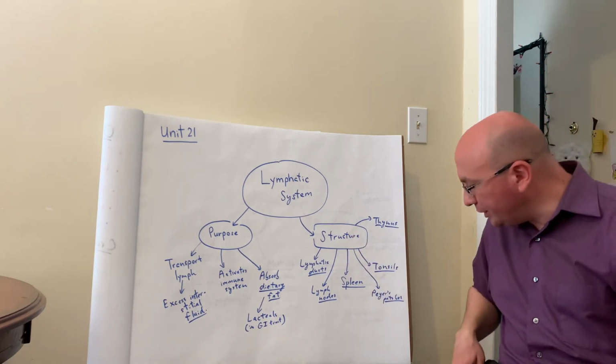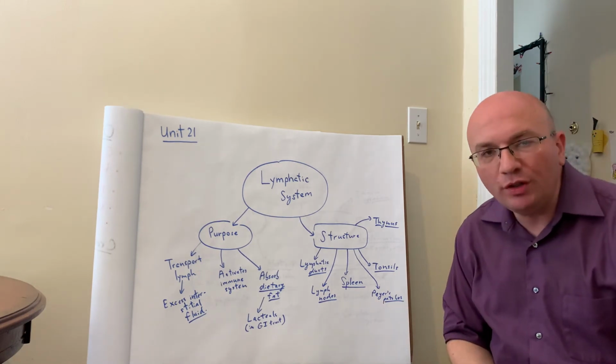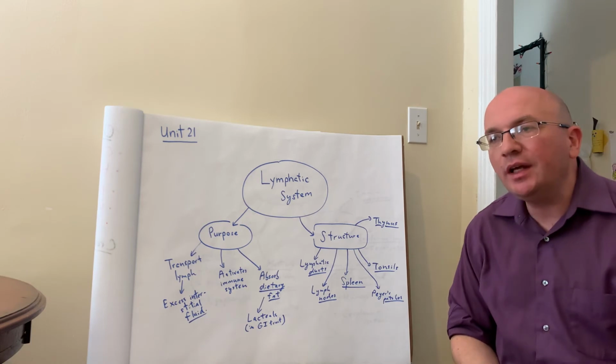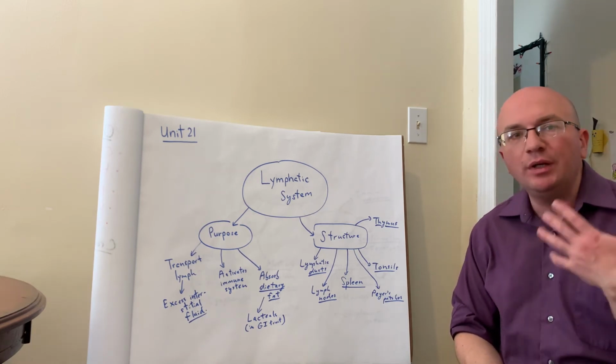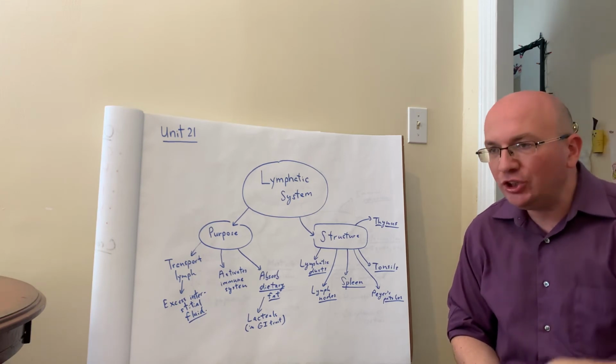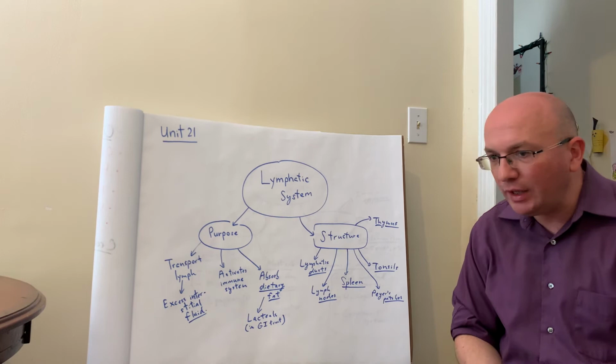Some of the other structures here, we have Peyer's patches. Again, these are essentially lymphoid structures in the deeper walls of the small intestines. They again are there to alert the immune system. They're picking up on what kind of antigens are flowing through the digestive tract as you're eating that food and it's trying to get broken down and absorbed.